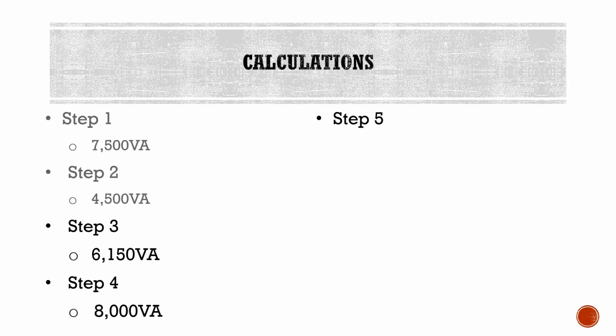So for step number 5, once we converted everything to a wattage, added them together, and then found 75%, we come out with 3,747 volt amps for step number 5. Moving on to step number 6.